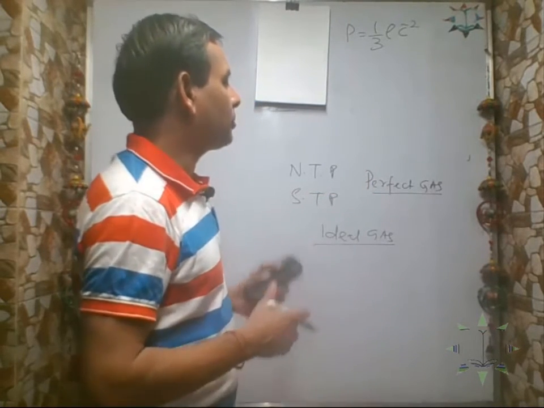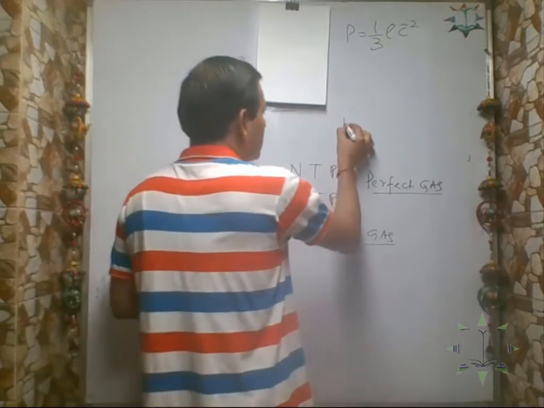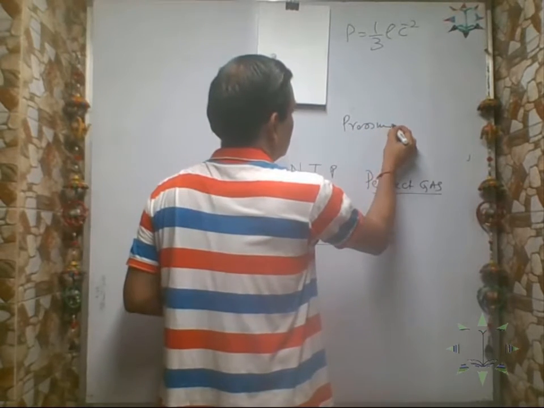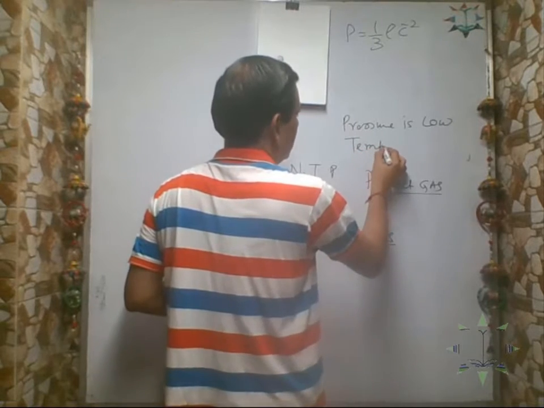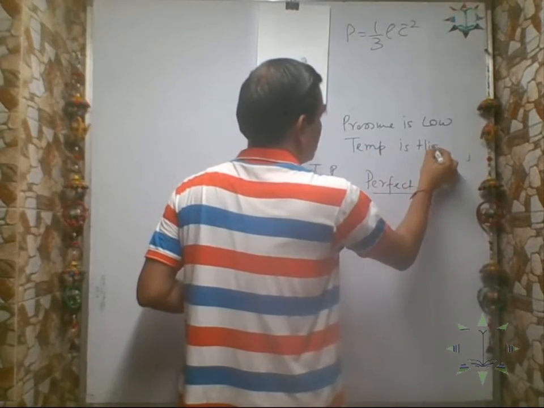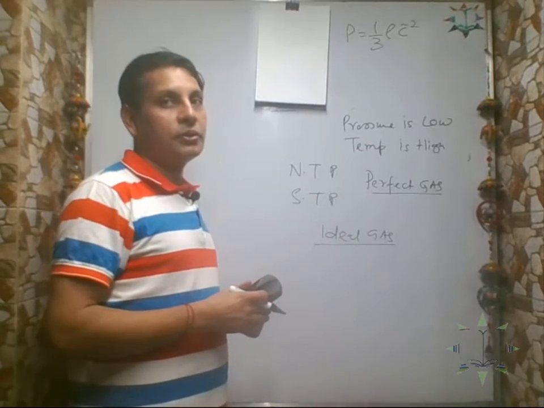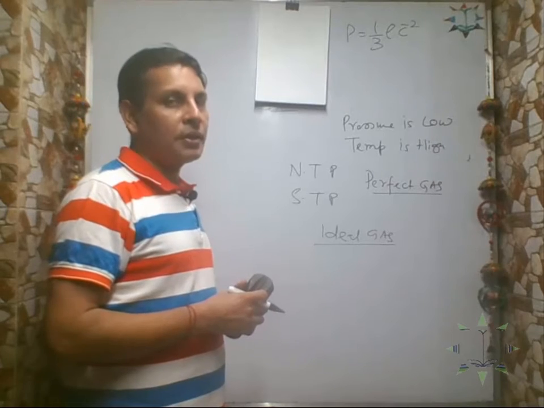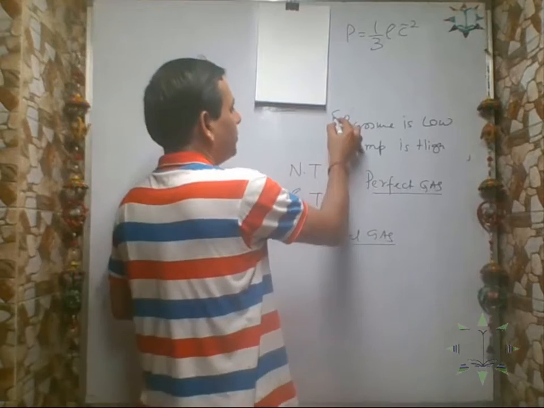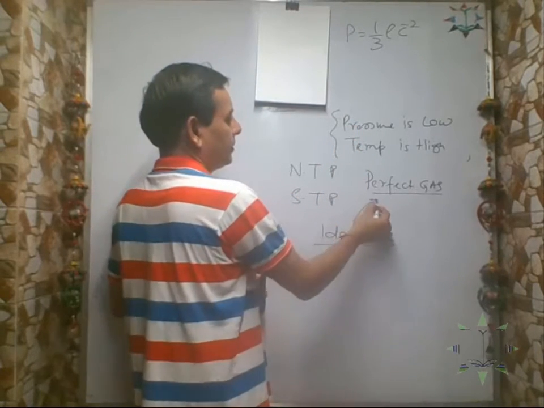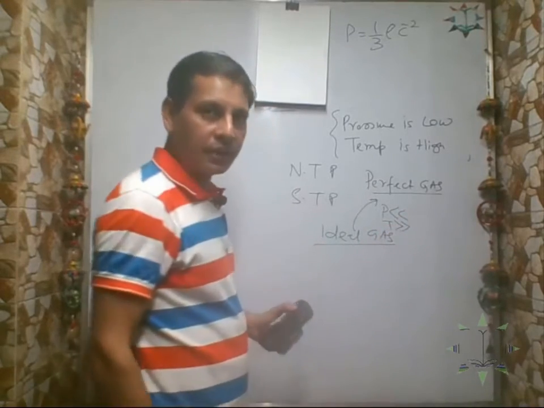So what is the condition? At what condition will a normal gas obey the postulates? If the pressure is low and temperature is high, then all the molecules of the gas obey the postulates of kinetic theory, correct? So the condition for an ideal gas to be perfect क्या होना चाहिए? प्रेशर कम होना चाहिए, टेम्परेचर ज्यादा होना चाहिए, correct?